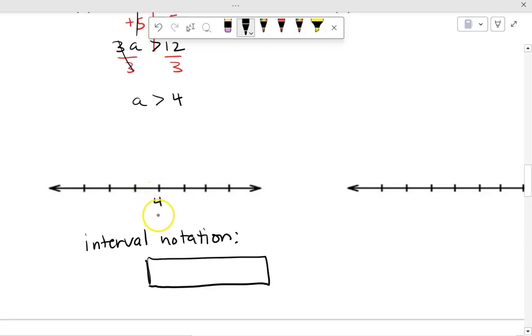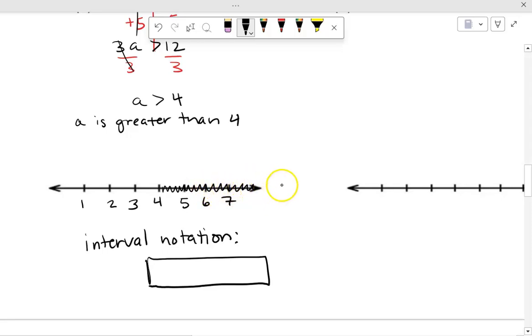Let's put a 4 somewhere in the middle, and then 5, 6, 7 on the right, 3, 2, 1 on the left. If a is greater than 4, that means I would shade everything above 4 all the way to infinity. And a does not have an equal bar next to it on 4, so a can't equal 4. I'm going to use a parenthesis because a will not be able to equal 4. And nothing will ever equal infinity. Infinity will always get a parenthesis on it.